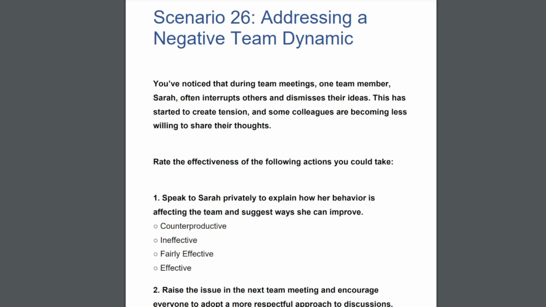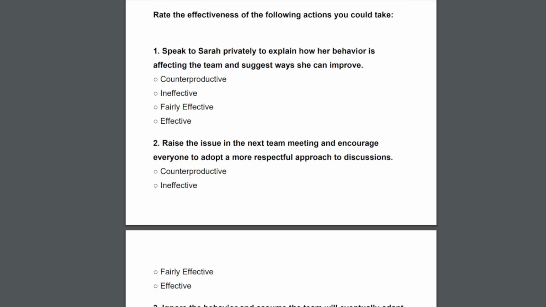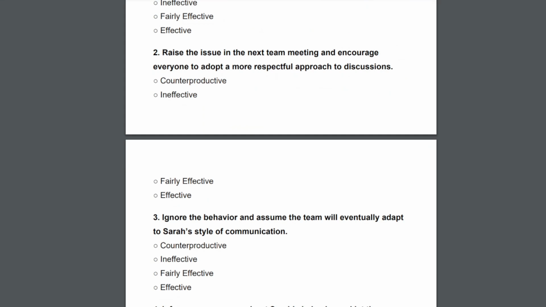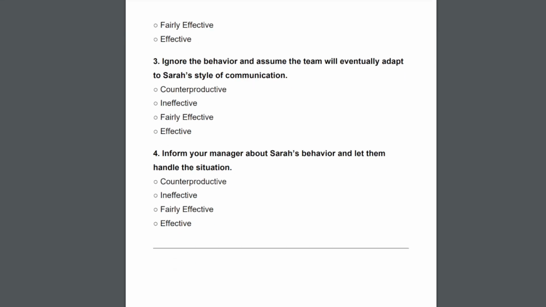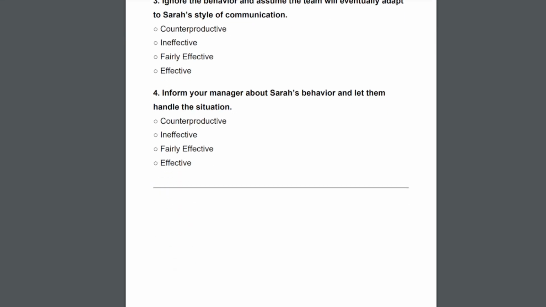Firstly, you could speak to Sarah privately to explain how her behavior is affecting the team and suggest ways she can improve. Secondly, you could raise the issue in the next team meeting and encourage everyone to adopt a more respectful approach to discussions. Thirdly, you could ignore the behavior and assume the team will eventually adapt to Sarah's style of communication. And finally, you could inform your manager about Sarah's behavior and let them handle the situation.